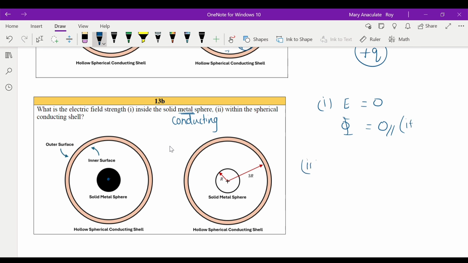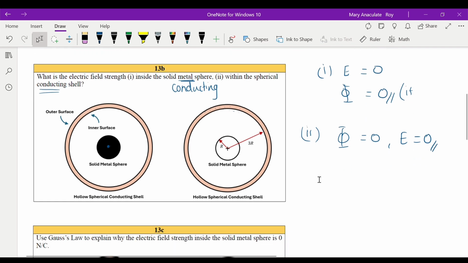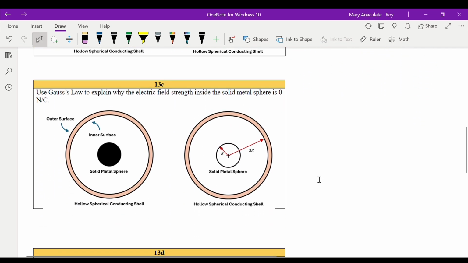Now for the second part, within the spherical shell, again it is a conducting shell. You will have the charges on the surface, but inside the spherical shell there will not be any charged particle you will find. The reason being the same, they will be neutral, hence again the phi inside will also be 0, or the electric field strength also will be 0. So these two scenarios you end up with 0 electric field.